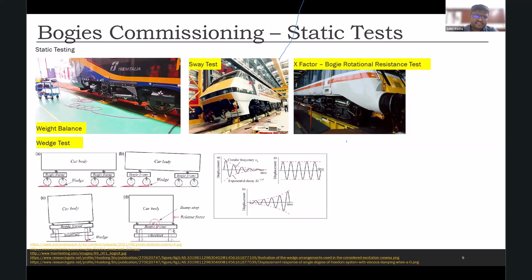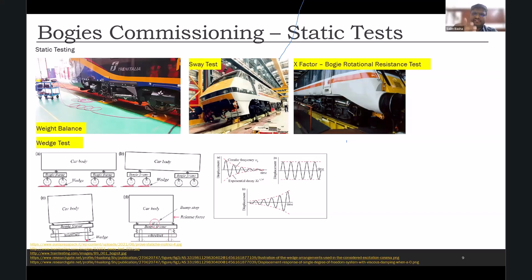And then the next static test is the sway test. Sway is nothing but the ability of the train to sway on either side when it's going on a curve, when it is a super elevated track. So we need to ensure that if it has stopped on the track, which is super elevated, it should not roll down or fall on its side. So this is the test that we do to find out whether it's going to be stable when it is lifted on one side, which is the super elevation limit of the track.